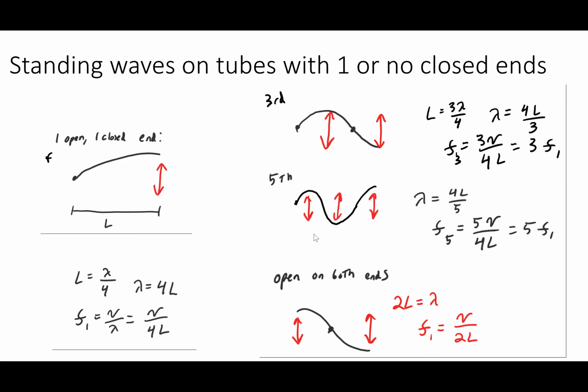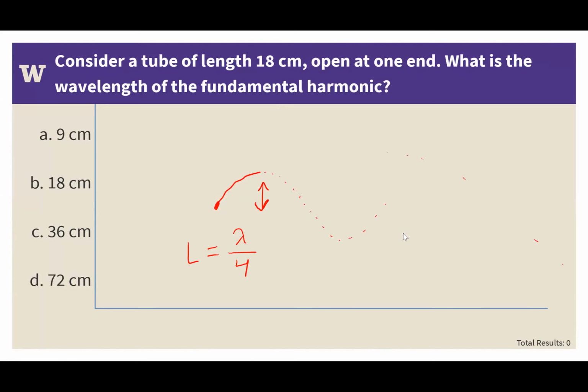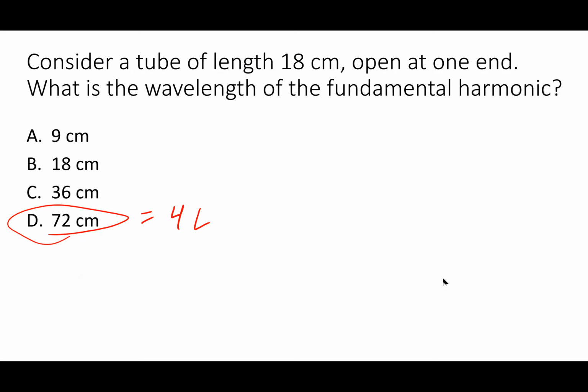So this is still, up to this point, kind of review of some of the stuff we talked about last week. There were some Poll Everywhere problems related to this. Finding the wavelength of the fundamental harmonic in the tube, right? The fundamental harmonic being the one where only 1/4 of the wavelength is present inside the tube. So we were looking for a case where the length of the tube was equal to 1/4 of the wavelength. And so that means we're looking at a wavelength of 72 centimeters is the fundamental for a tube of this length open at one end.